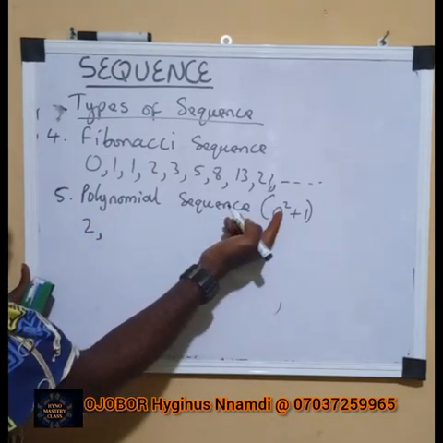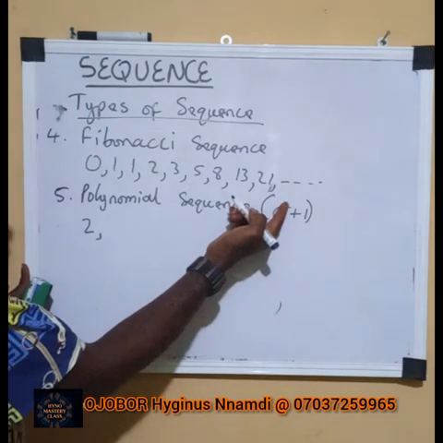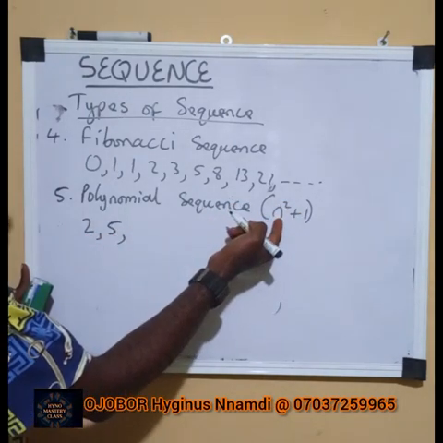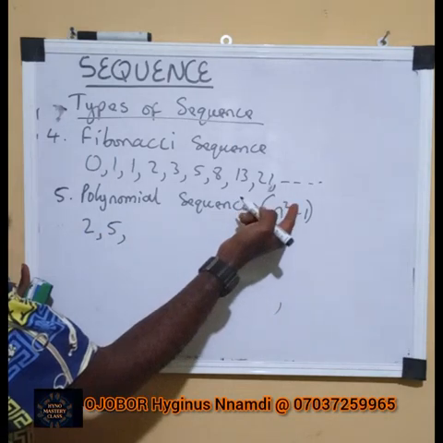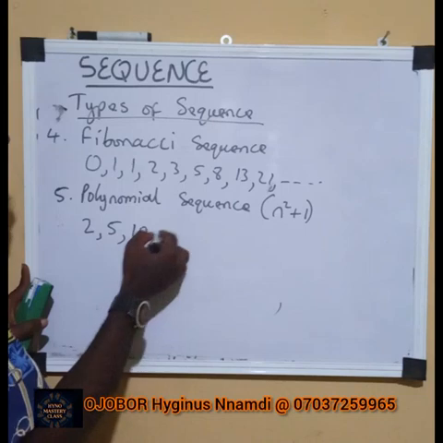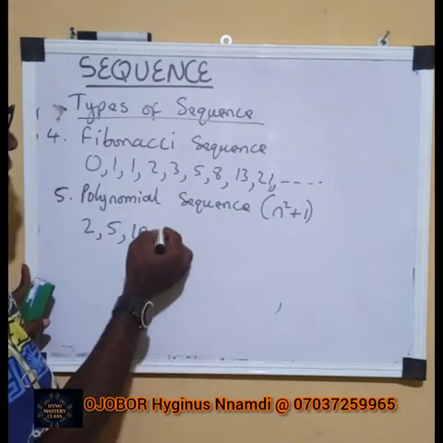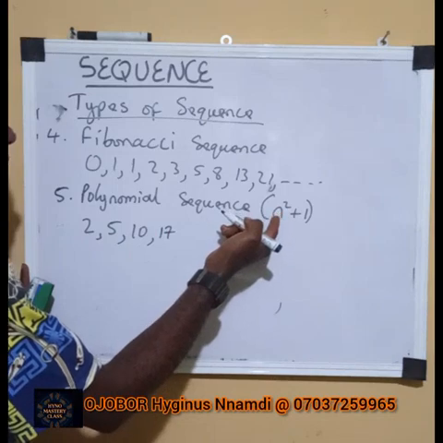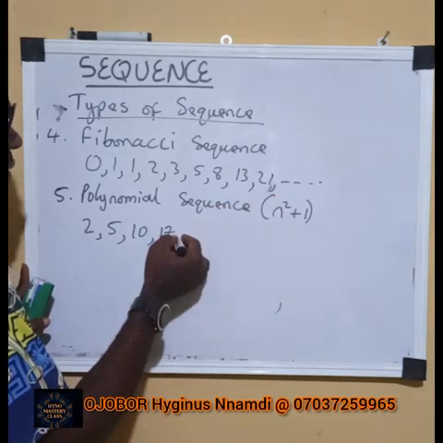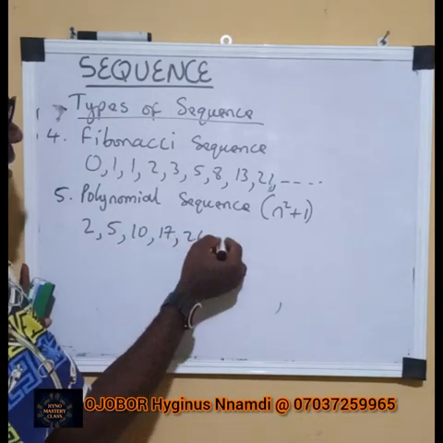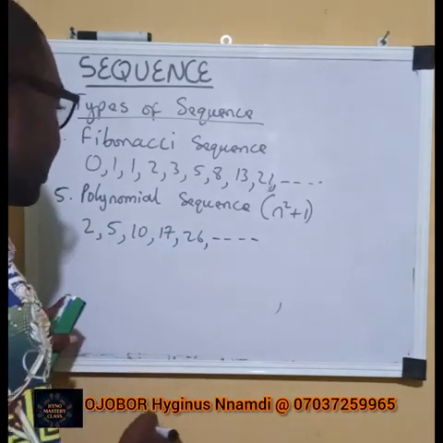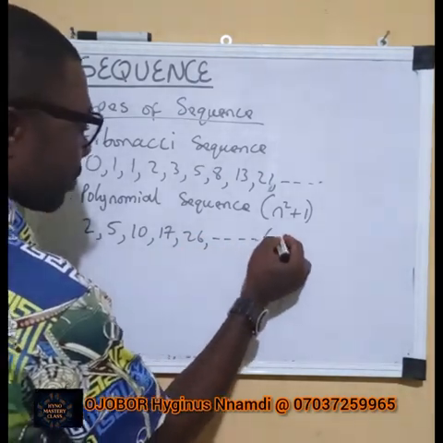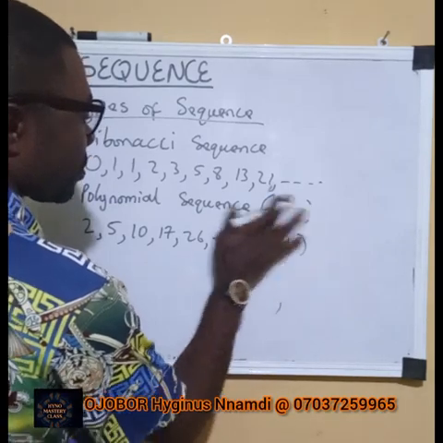If you substitute 2 into this, 2 squared is 4 plus 1, you have 5. If you substitute 3 here, 3 squared is 9 plus 1, you have 10. If you substitute 4 here, 4 squared is 16 plus 1, you have 17. If you substitute 5 here, 5 squared is 25 plus 1, you have 26. This is what you call polynomial sequence, using the formula n squared plus 1.